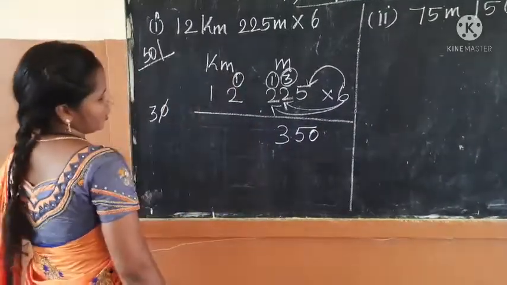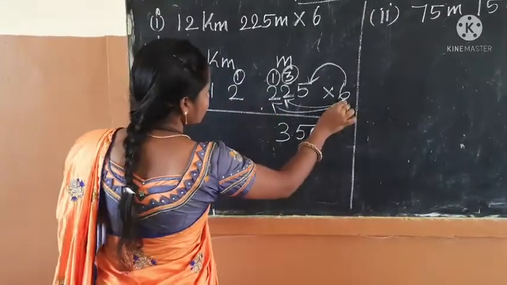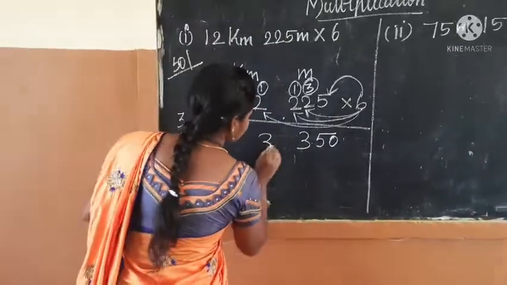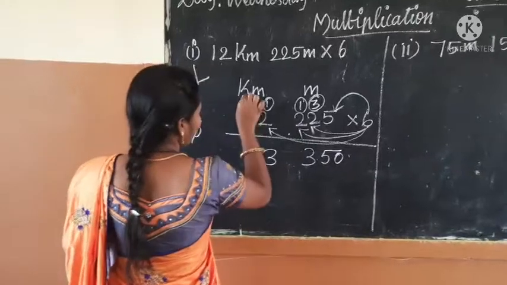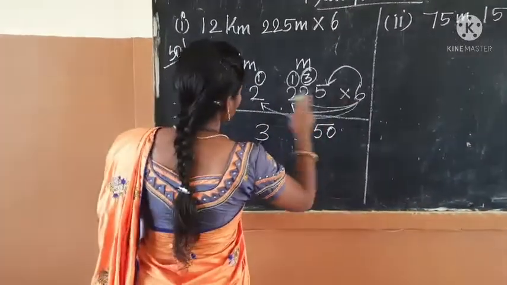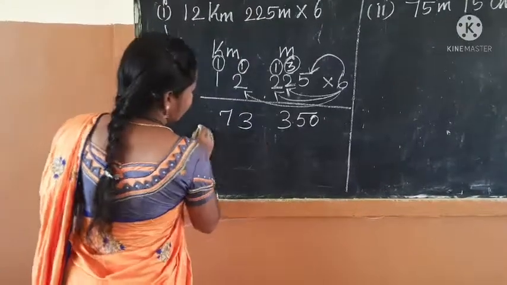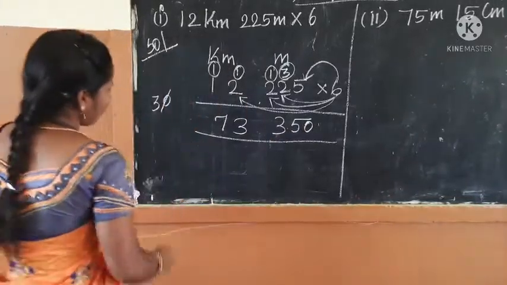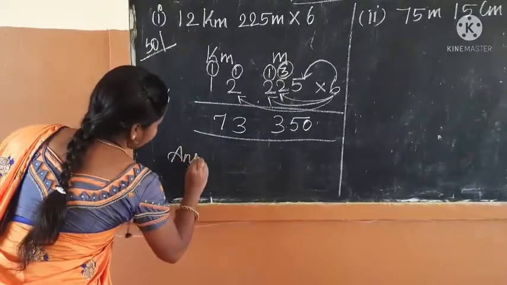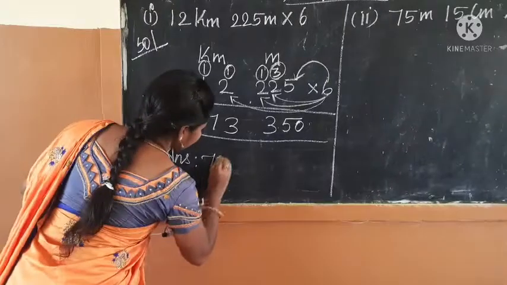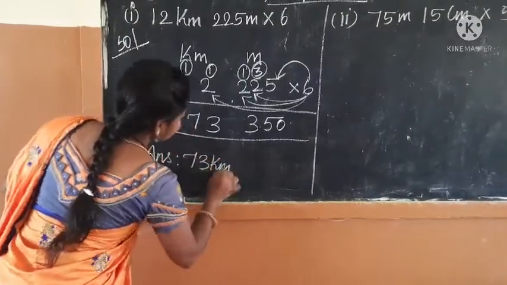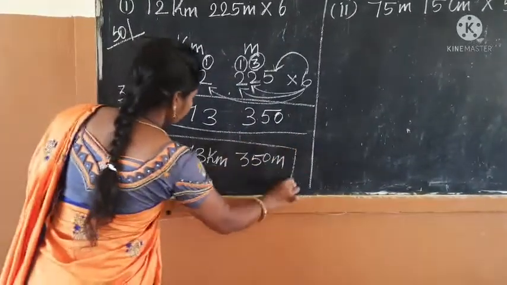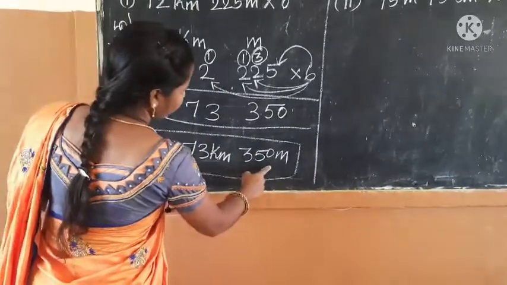Again 6 twos are 12. 12 plus 1, 13. 3 here and 1 upstairs. Okay? 6 ones are 6 plus 1, 7. So what is the answer? 73 kilometer and 350 meter. You have to write the final answer. 73 kilometer and 350 meter. So what is the final answer? 73 kilometer and 350 meter.